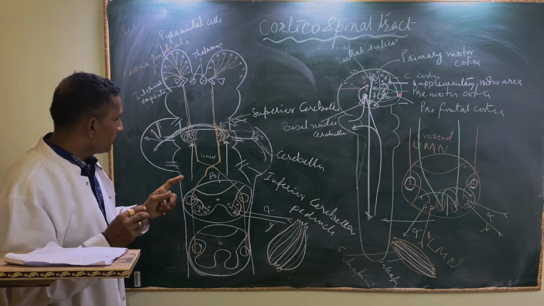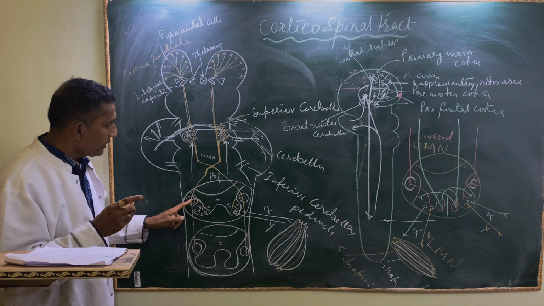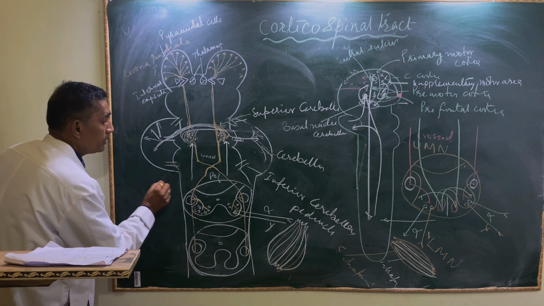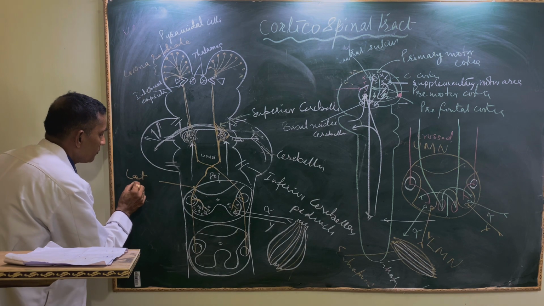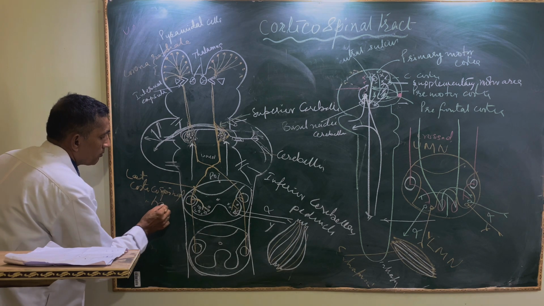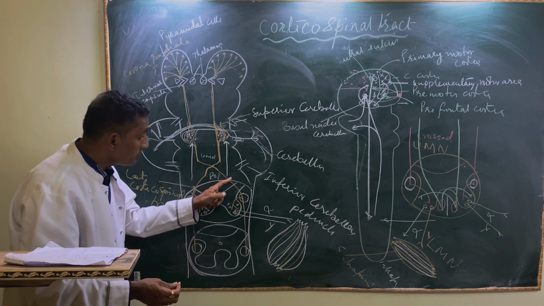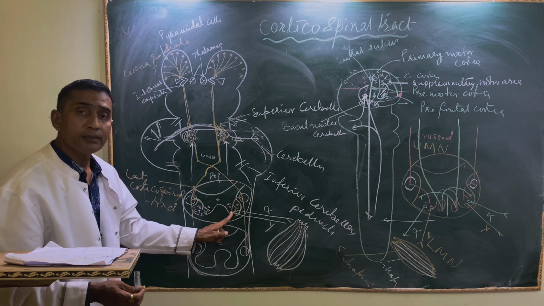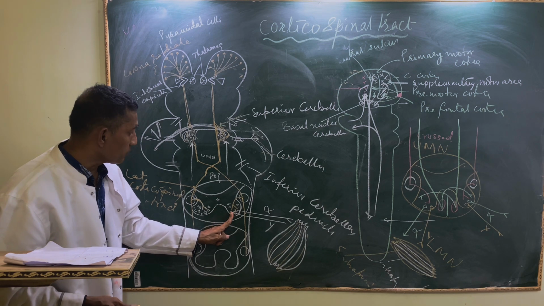So what I want to say here is that 80% of the fibers are crossed and they move through the lateral column. That is why this fiber is called the lateral corticospinal tract. This is also the lateral corticospinal tract. Lateral, because these 80% of fibers move through the lateral column and terminate in the anterior horn of the spinal cord, or ventral horn of the spinal cord.